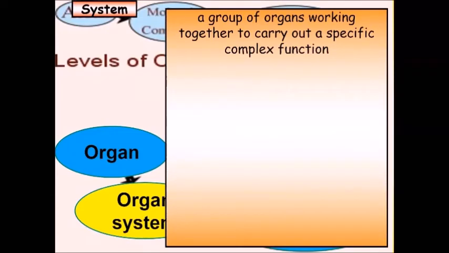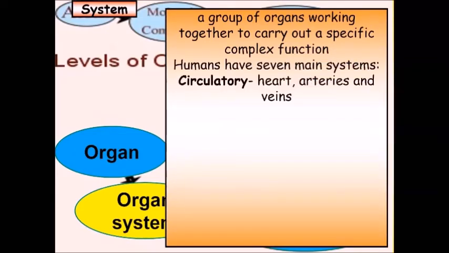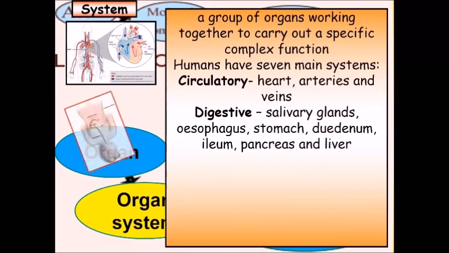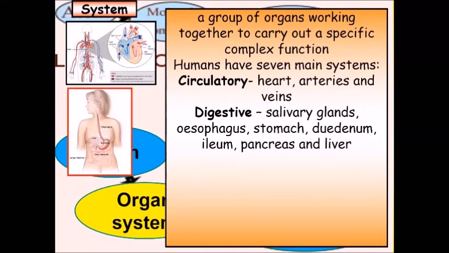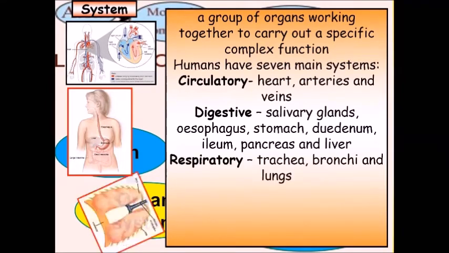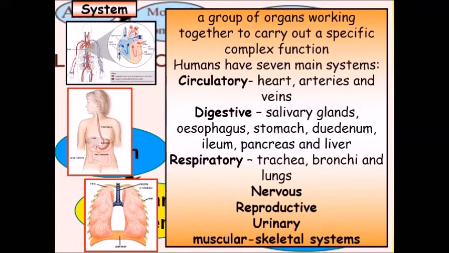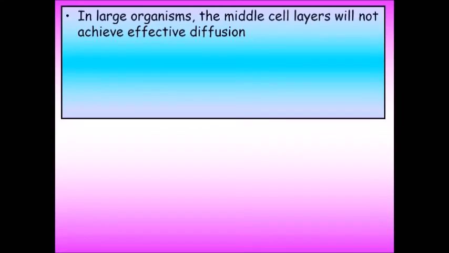Groups of organs working together are systems. Systems are very complex and contain multiple organs. There are 7 main ones we need to know. The circulatory system, the key bits there, heart, arteries, and veins. Digestive system, a lot on that. We'll look at that in the next lesson. Respiratory system, trachea, bronchi, and lungs. Again, we'll cover that in a later lesson. And then of lesser extent, but still very important, is the nervous, reproductive, urinary, sometimes called the excretory, and skeletal muscular system.